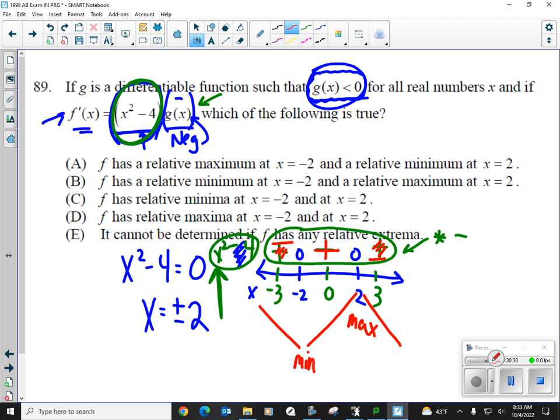So, which is true? F has a relative maximum at -2. No, at -2 it's a minimum. It's not a maximum, it's a minimum. F has a relative minimum at -2 and maximum at 2, right? Maximum at 2, minimum at -2. That looks like it's the correct answer. And it is. There we go.